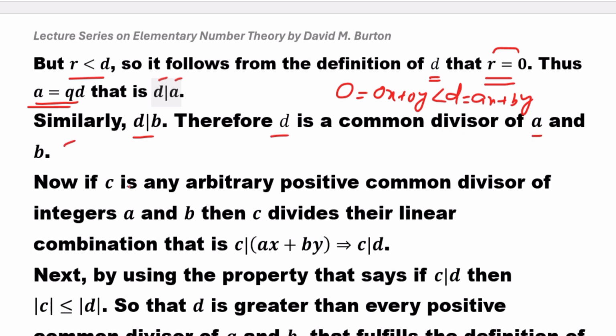Next, now if c is any arbitrary positive common divisor of integers a and b, then c divides their linear combination of a and b. That is, c divides ax plus by, which implies c divides d. I can verify these lines again by a simple example.